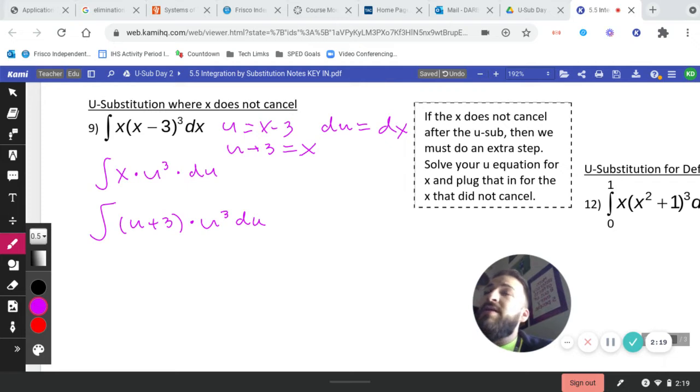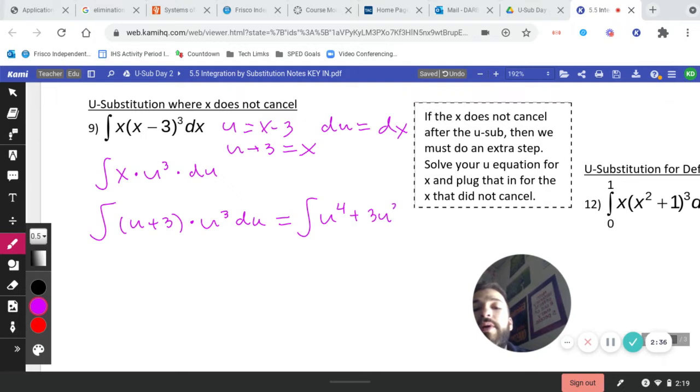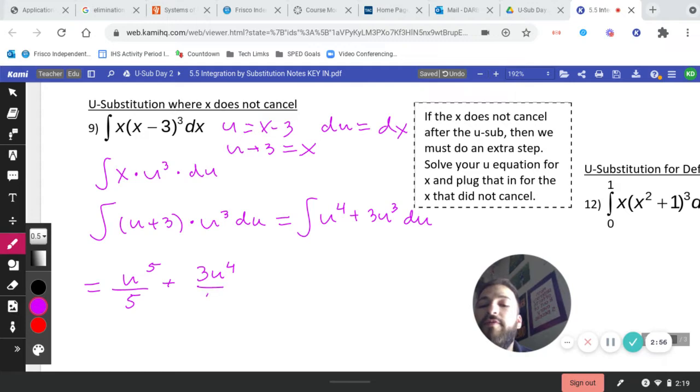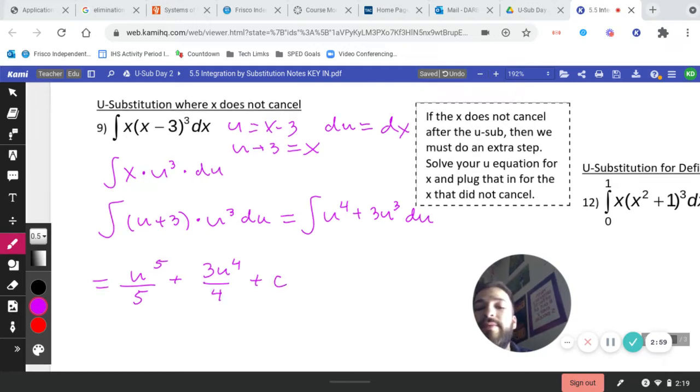So now this looks like our more traditional product. I can't integrate a product, so the first thing I want to do is distribute that u cubed. So this becomes the integral of u to the 4th plus 3u cubed du. Now instead of a single u term, we get this polynomial of u, so I can still integrate. These are all going to be power rules. So this becomes u to the 5th over 5 plus 3u to the 4th over 4 plus c.